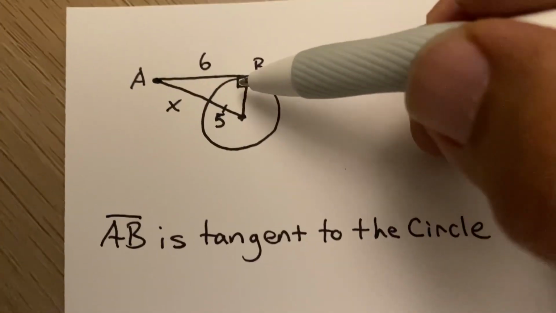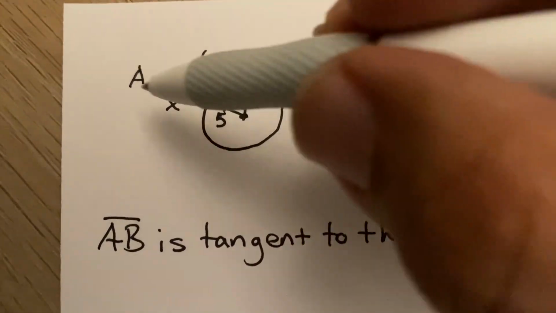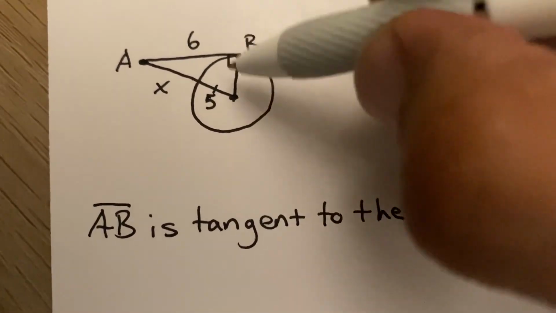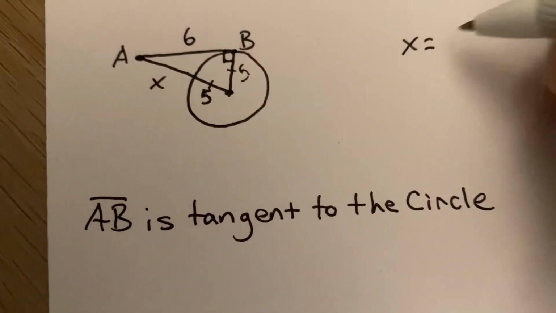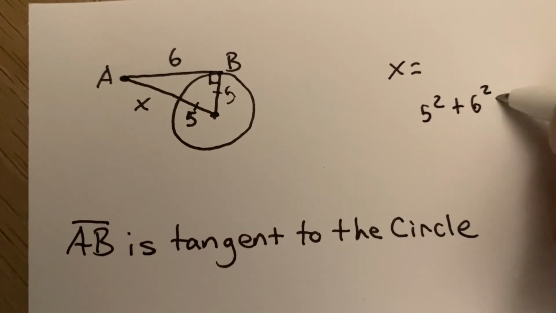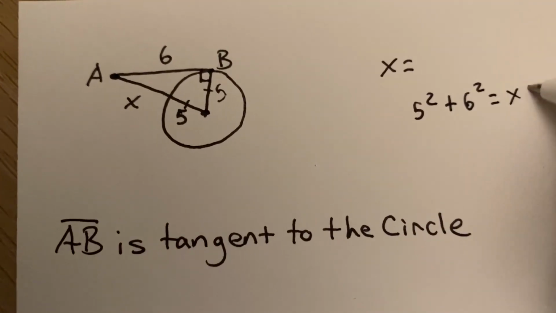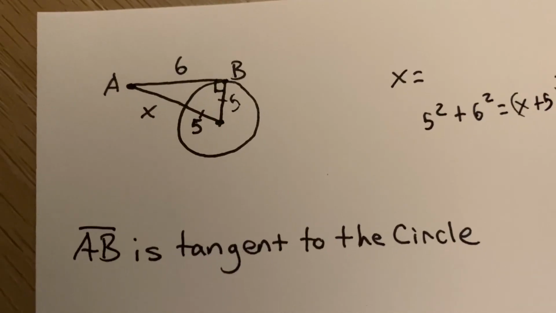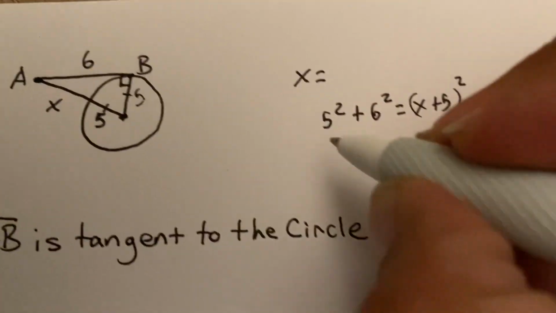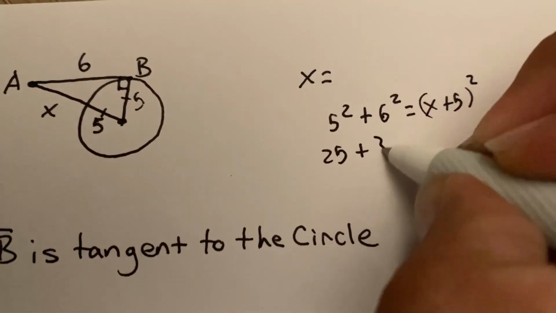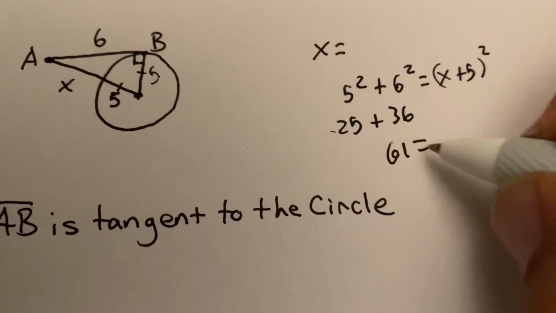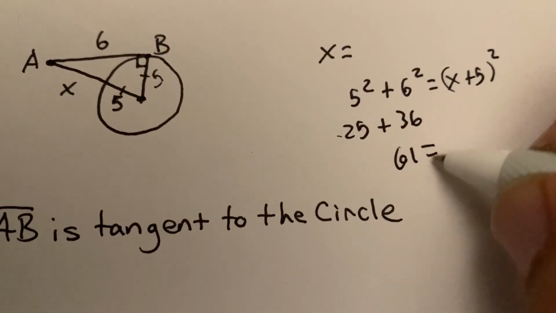Now, if that's a 90, then I can solve x, because I can use the Pythagorean theorem. Now, 5 is the radius, which means this is also 5. So it's going to be 5 squared plus 6 squared equals x plus 5 squared, right? Now we're going to add these up. It's going to be 25 plus 36. That's going to be 61.